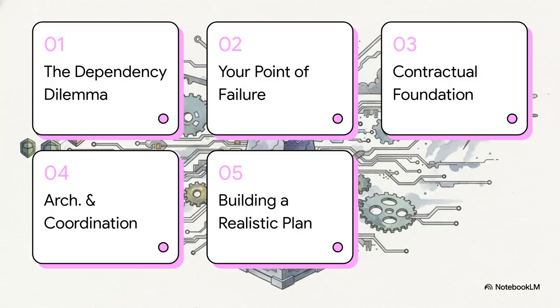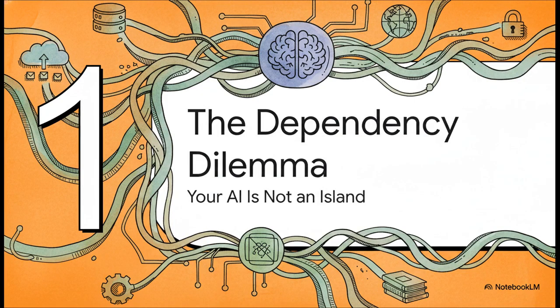All right, so here's our game plan. First, we'll get into what I'm calling the dependency dilemma, basically the hidden dangers of relying on outside services. Then, we're going to walk through a really solid three-pillar framework for defending against it, covering everything from contracts to code.